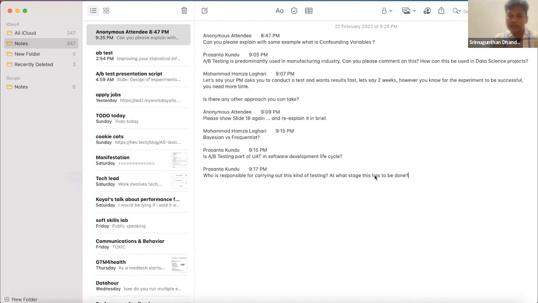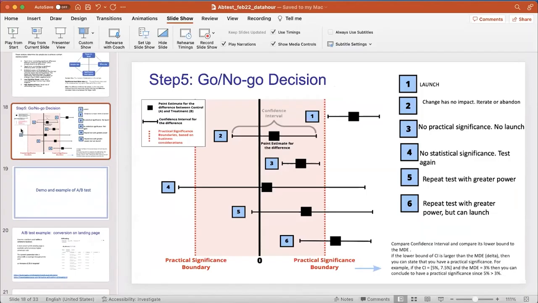Please show the slide again and re-explain in brief. Okay. So on this slide, I'll share the document where I picked this particular diagram from. It is basically when your confidence interval lies between 5% and 7.5%, and your minimum detectable effect is 3%. In these cases, you have achieved both statistical and practical significance, and then you can launch.